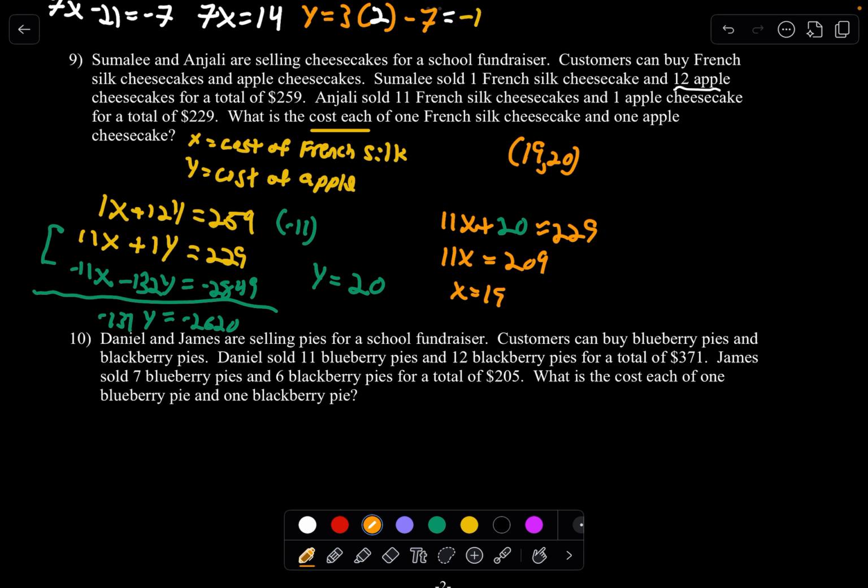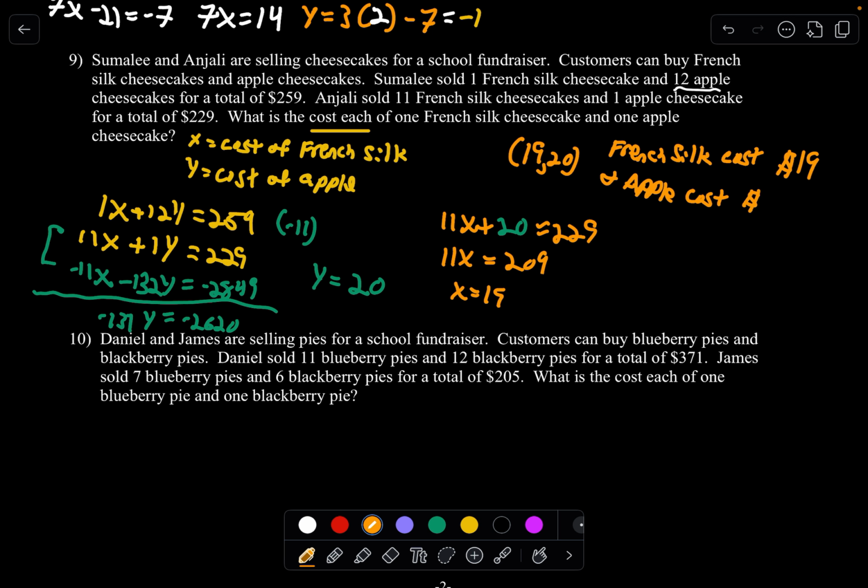And by the way, you would have to write that in the sentence, right? So x was the cost, so French silk cost $19, and apple cost $20. All right? And there you go.